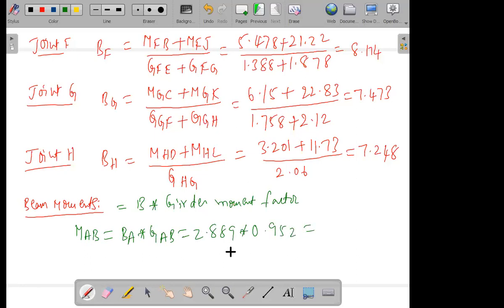Okay. Similarly, I wanted to calculate MBA. So BB into GBA. Okay. So this is 2.841 into 0.905.